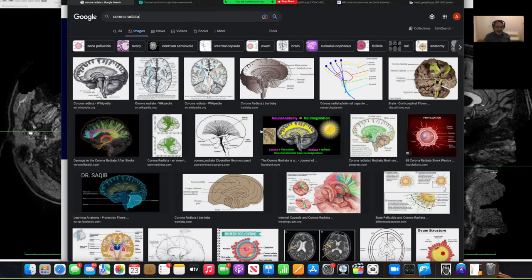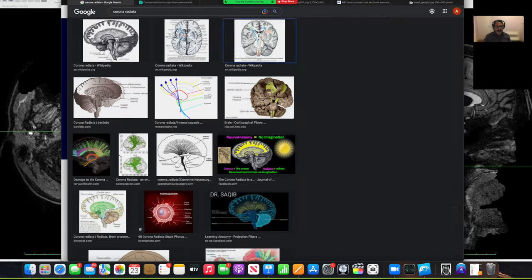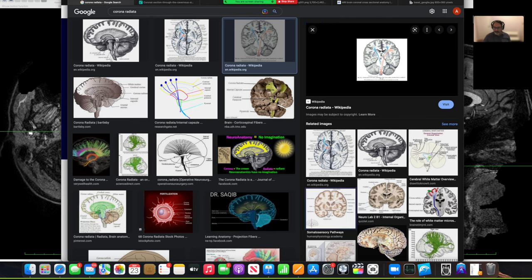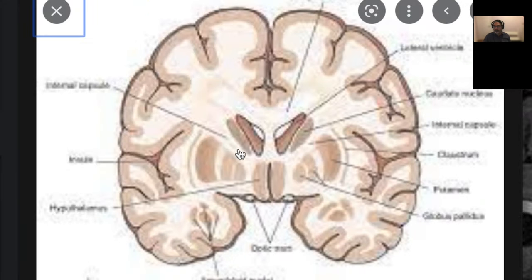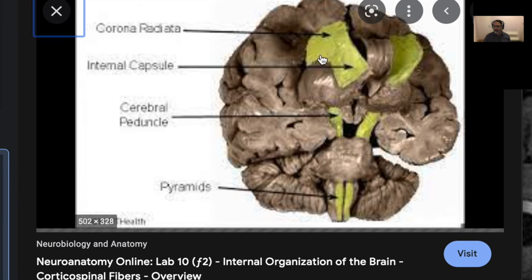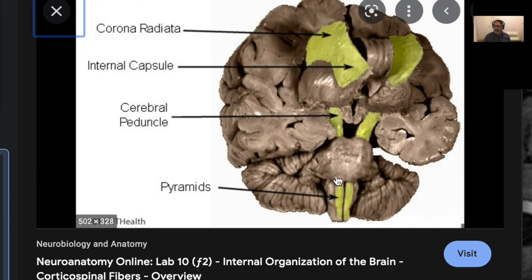So the corona radiata is... Okay, yeah, this shows it well. Oh, what a too small image. Can't you be a bigger image? Oh, well, this is also fine. So you understood the internal capsule that was here. Now, all the fibers of the internal capsule then spread to the whole cerebrum. And that's the corona radiata. It's hard to show in this way. But this image shows it kind of nicely because it spreads all across, anterior, posterior, laterally. So one section goes to the internal capsule, and then the corona radiata spreads it throughout the cerebrum.